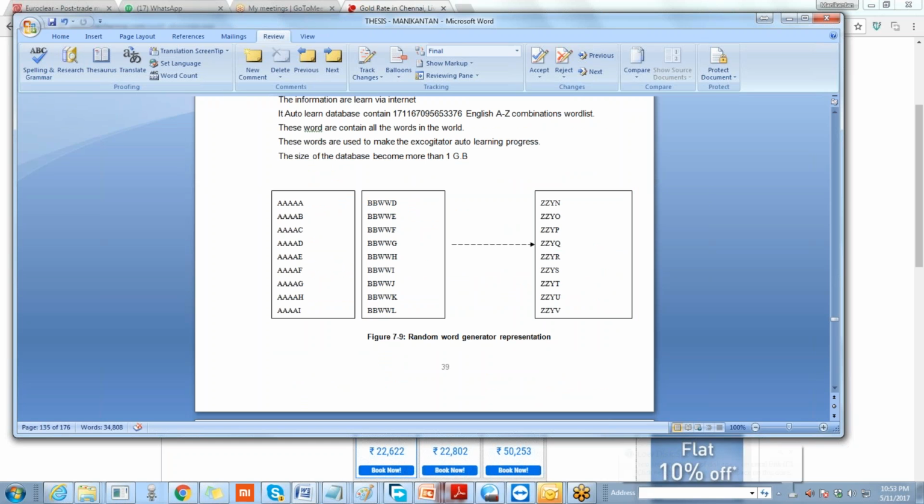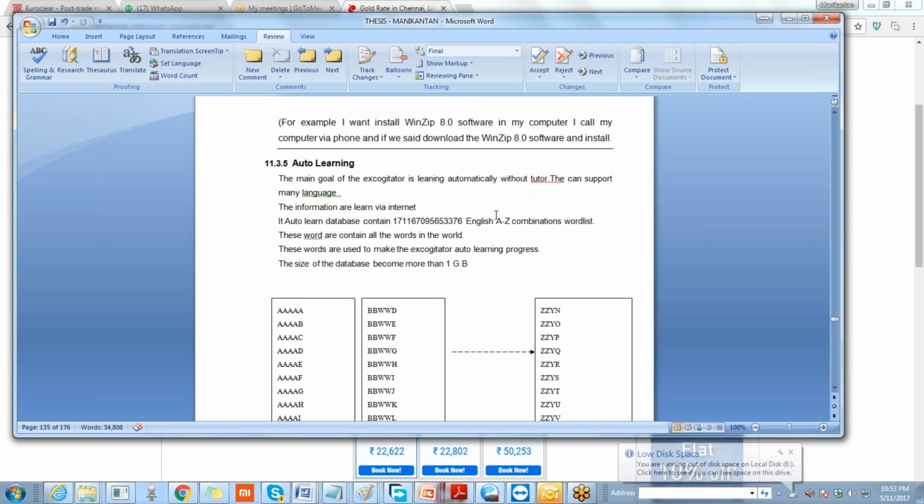Okay, so there is a random word generator. If you see this database, currently it has only a limited number of coined words. What is this number?